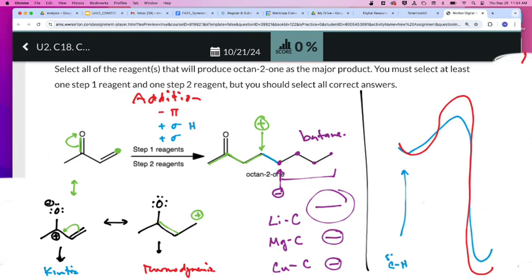Okay? And what happens is that carbon negative is small enough that it can chill for a little bit and it can decide to attack the positive that generates the most stable product, i.e. the thermodynamic. So what ends up happening is that the carbon-copper reagent is the only one that attacks that positive. All the others go the other spot, or don't react, because their negative is strong enough that it goes, nope, I got to kill this as fast as possible.